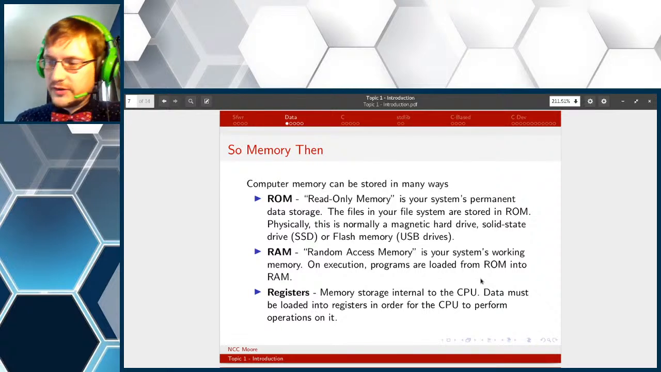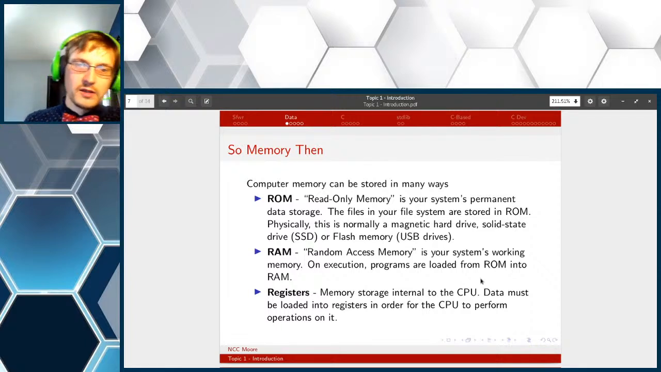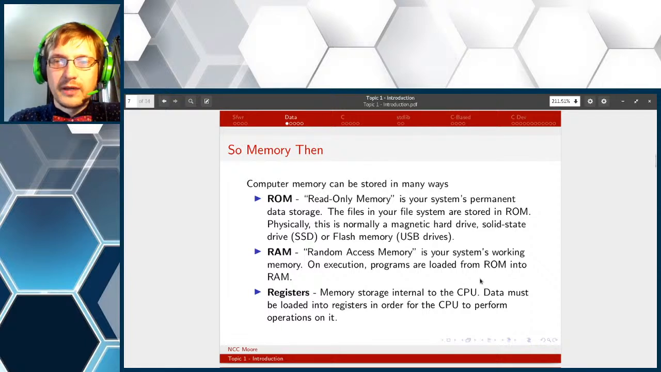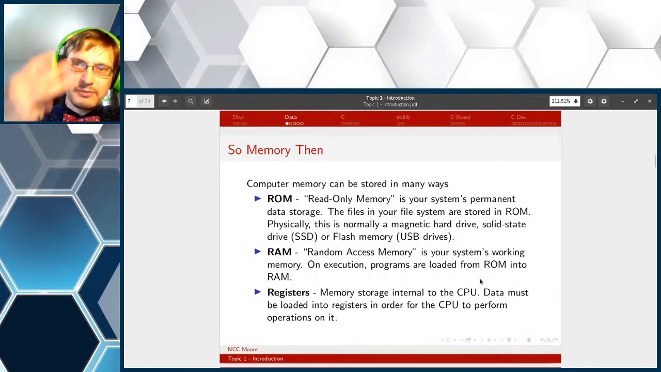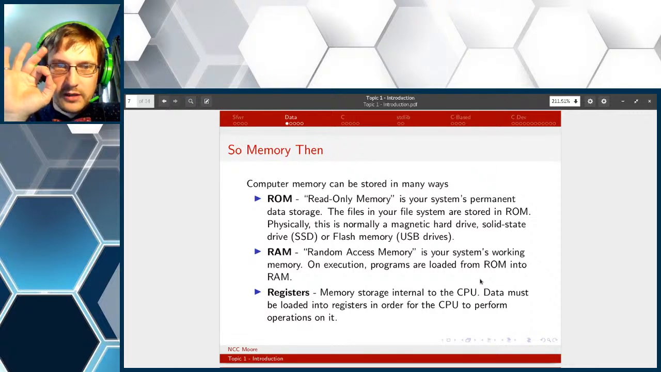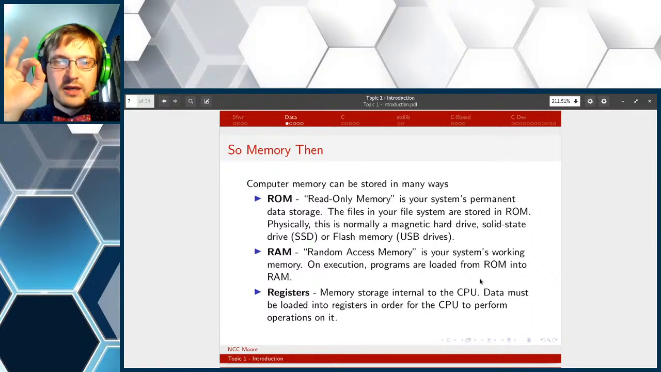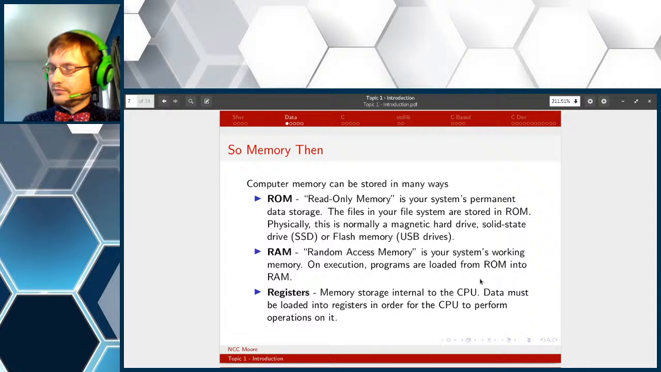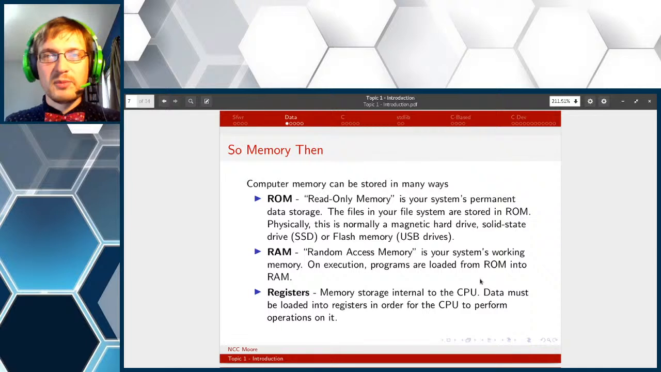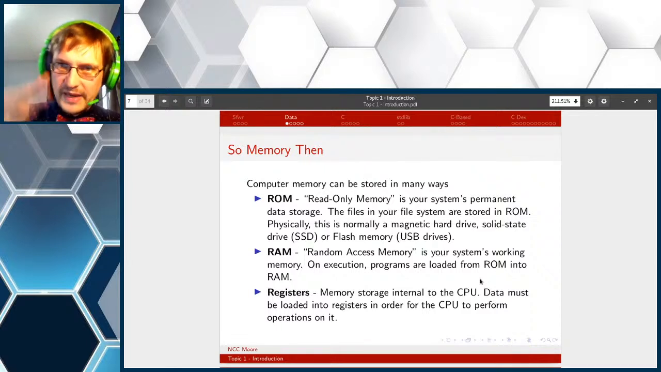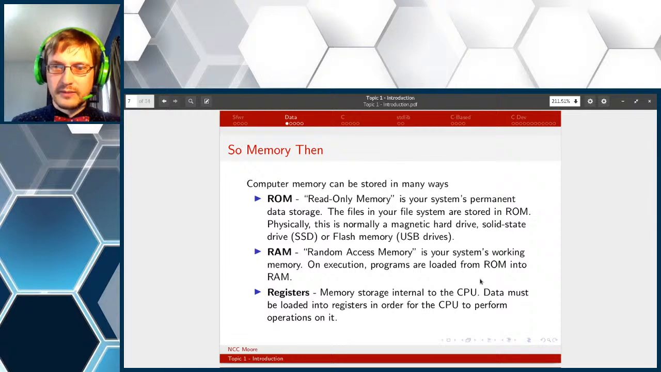You'll probably have heard these terms before. Computer memory can be stored in many ways. You've got 3 primary categories. You've got ROM, or read-only memory. This is your system's permanent data storage. The files in your file system are stored in ROM. Physically, this is normally a magnetic drive, a solid-state drive, or flash memory. Basically, this is non-volatile memory. This memory stays put if your computer is powered down. That is another good way of thinking about it.